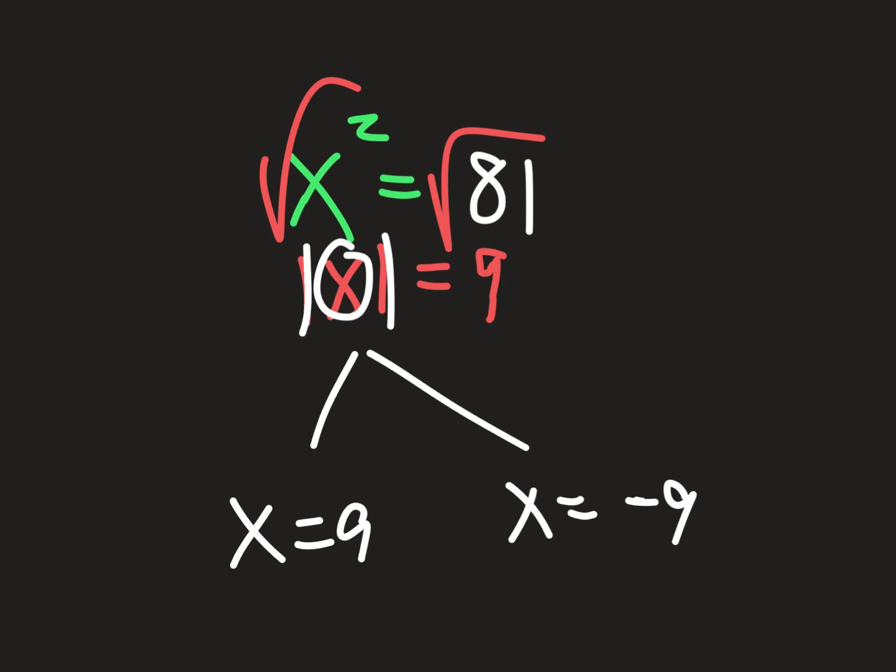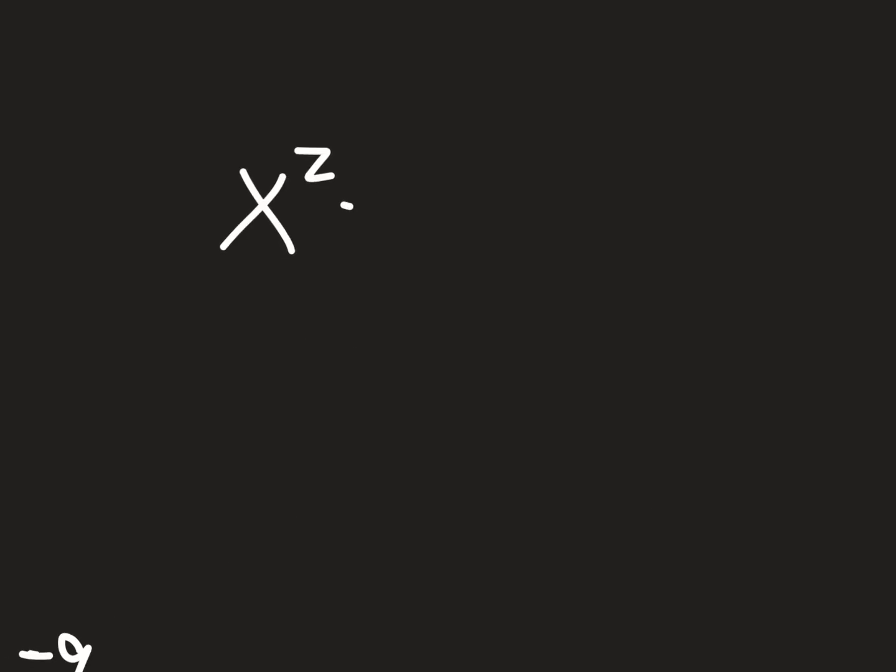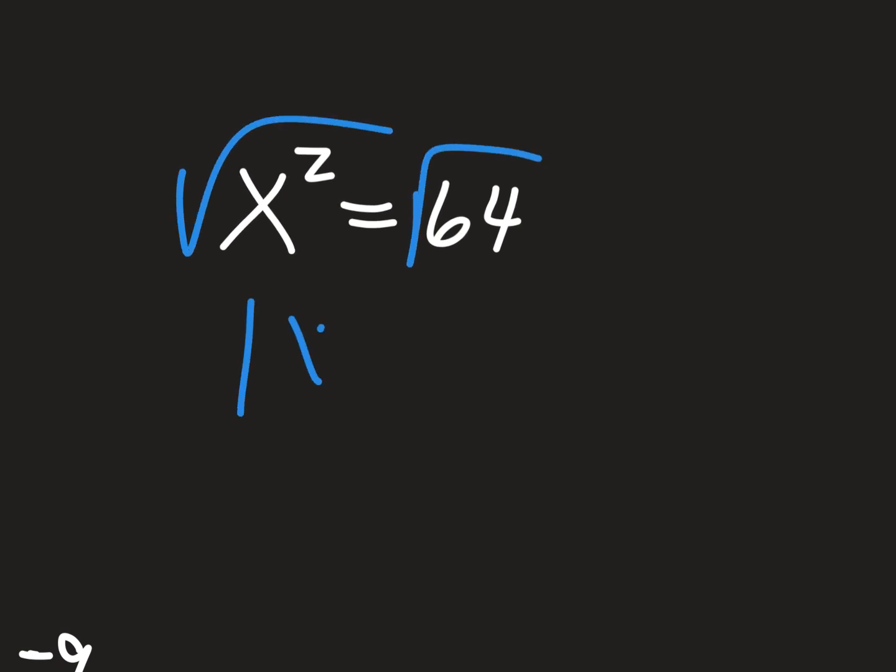You've done this before. Just one more to make sure you haven't forgotten that. Would you please solve this one? Square root, absolute value of x, and square root of 64 is 8.